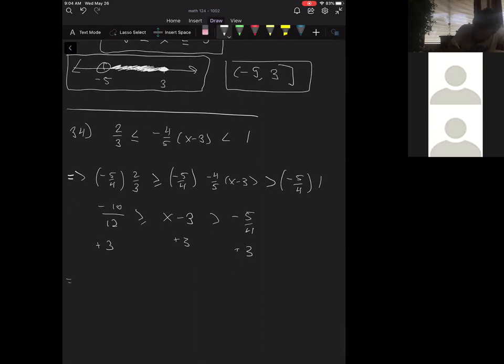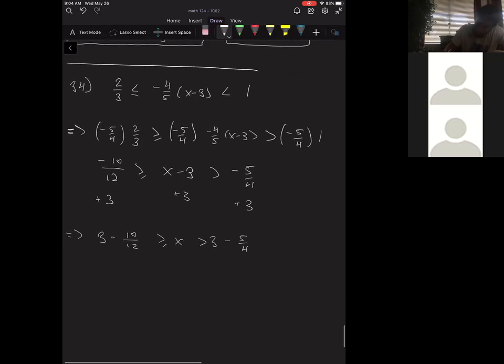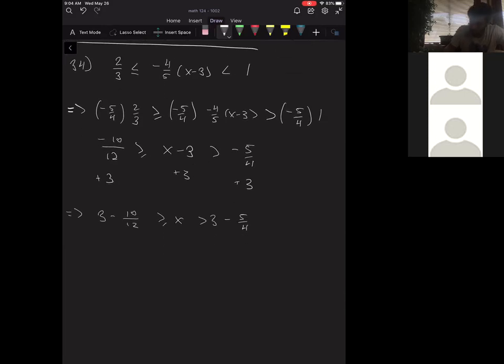So what we're going to get here now is 3 minus 10 over 12, x, 3 minus 5 over 4. Let's write that a little bit neater. So we need to get common denominators on everything. Let's simplify this 10 over 12 first. We'll have 3 minus 5 over 6, with a greater than or equal to sign.